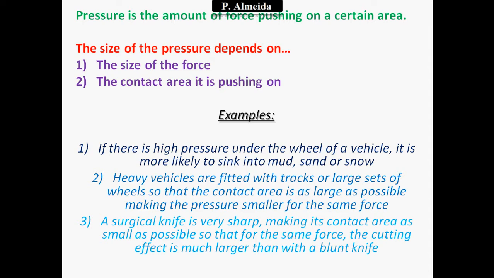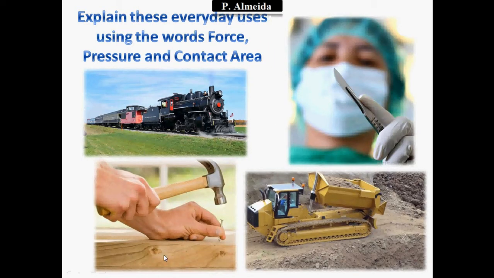And looking at the other example, so the other way around, a surgical knife is very sharp, making its contact area as small as possible, so that for the same force, the cutting effect, so the pressure that you apply on where you want to cut, is much larger than with a blunt knife, okay? So there you go. In the example of the surgical knife and the nail, I have a very small contact surface area on the place where I want to either cut or make the hole. And this makes that for the same force that either the person applies with a hammer or the doctor applies with a surgical knife, I get a higher pressure because contact area is so low.